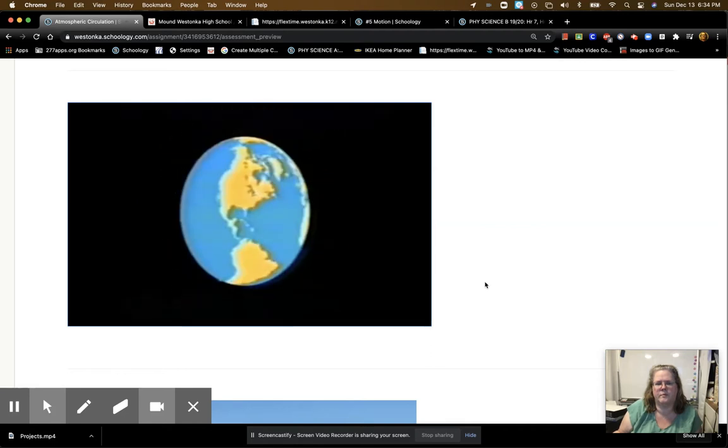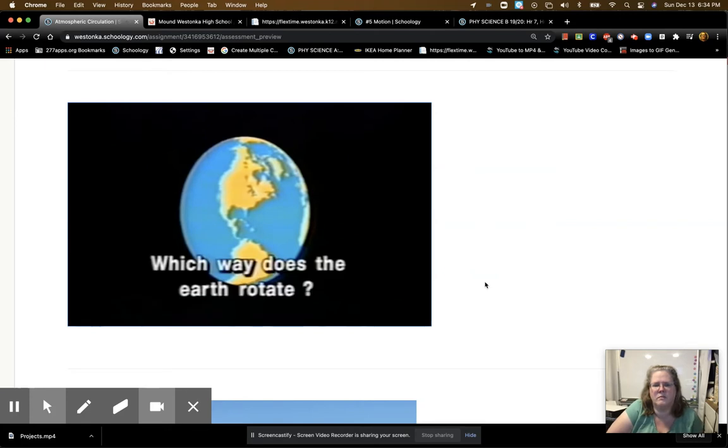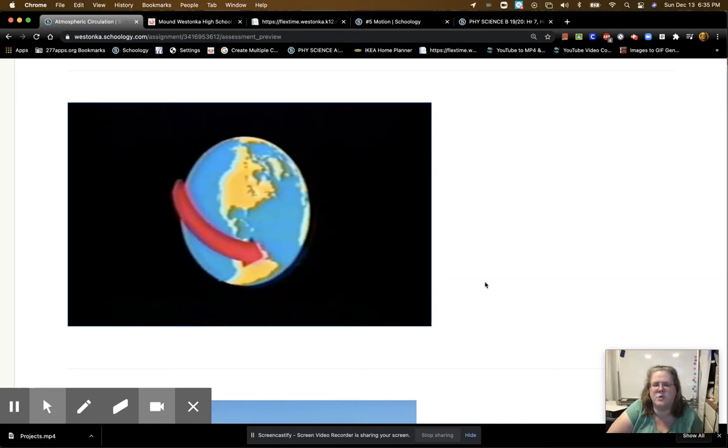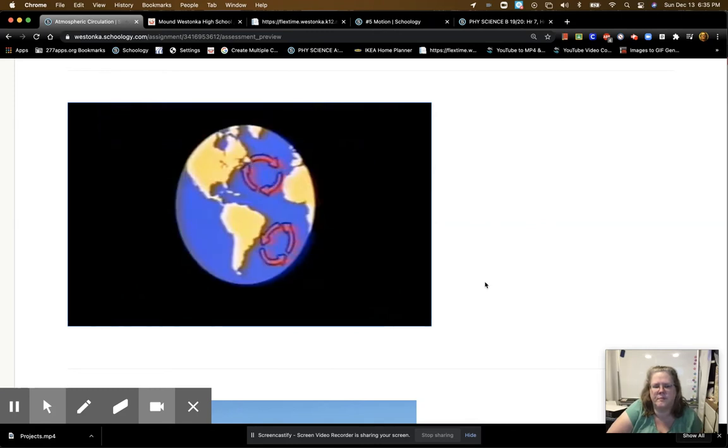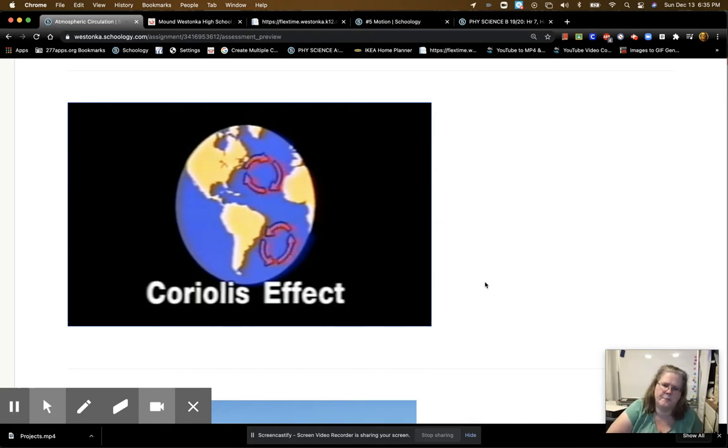The Earth's rotation causes these winds to shift. Think for a moment. Which way does the Earth rotate? The Earth rotates on its axis from west to east. Because of this, the winds in the northern hemisphere curve to the right, and the winds in the southern hemisphere curve to the left. Scientists call this wind shift the Coriolis effect.